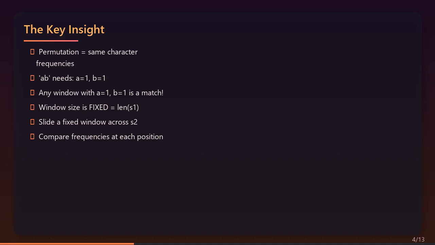A permutation has exactly the same character frequencies. AB needs 1A and 1B. Any window that has 1A and 1B is a match, doesn't matter what order. And here's the beautiful part, the window size is fixed. It's always the length of S1. So we slide a fixed size window across S2 and at each position, we just compare character frequencies. If they match, we found a permutation.